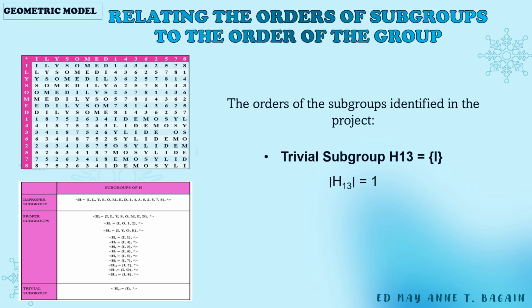Therefore, we can conclude that the order of the group, which is 16, is related to the order of its subgroups in such a way that the order of each subgroup is a divisor or factor of the order of the group. Okay, so that is the conclusion. When we relate the order of subgroups to the order of the group, it is just that it is a divisor of the order of the group, which is 16. That's why we have 1, 2, 4, 8, and then 16.